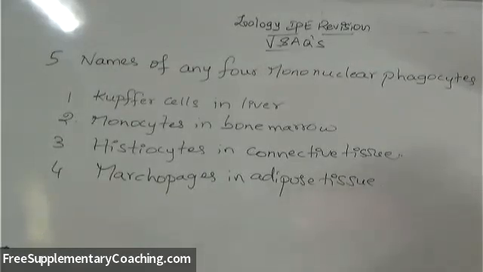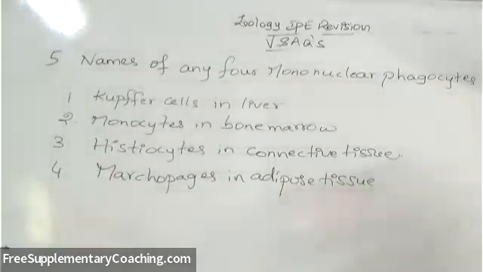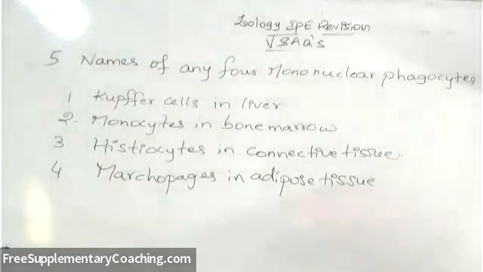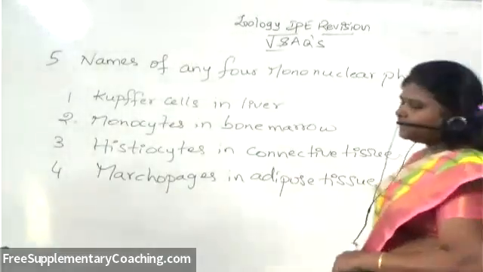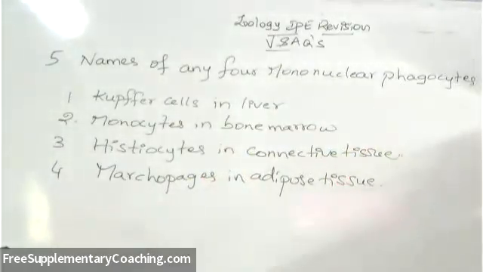The name itself indicates what is meant by phagocyte. Phago, eating, cyte, cell. When any foreign agents like pathogens or germs enter into our body, these non-specific immune cells will eat them away. They are present in different tissues in different forms and names, like Kupffer cells in liver, monocytes in bone marrow, histiocytes in connective tissue, and macrophages in adipose tissue.